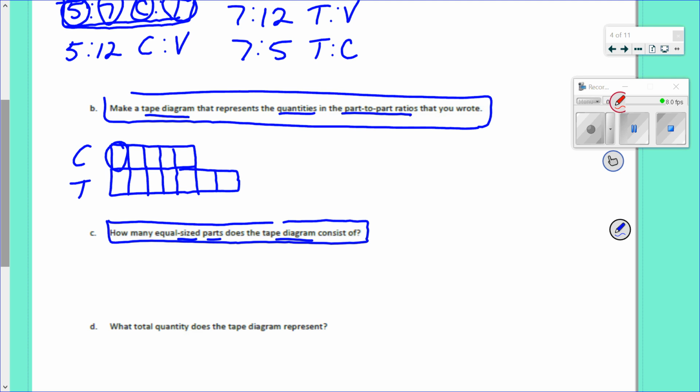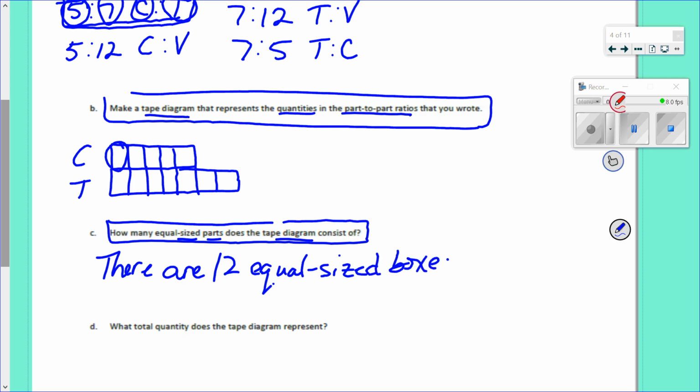What do you think, Leah? 12. How'd you get that? Counted, right? Counted 5 and 7. You put it together, that is 12. Because it's a word problem, we'll answer in a full sentence. There are 12 equal size boxes. Okay? So does everybody see that we have 12 boxes in our tape diagram?